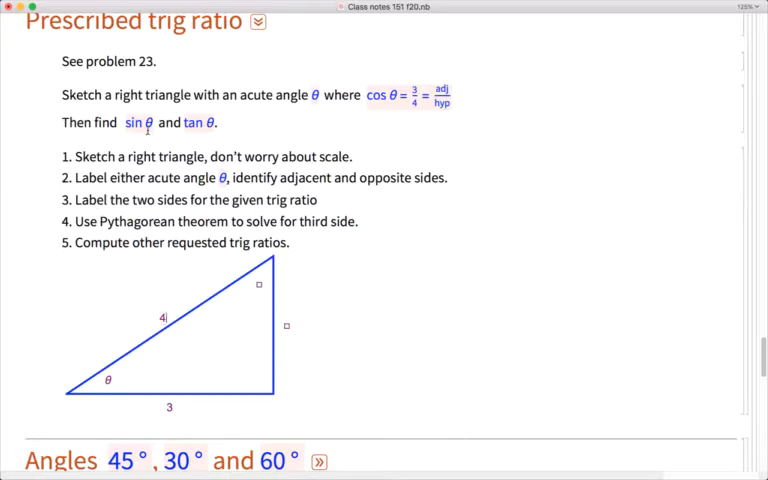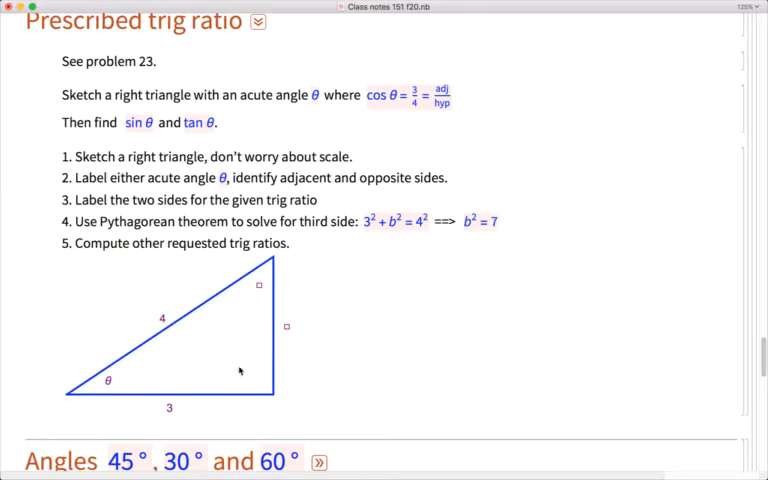In order to compute the sine and the tangent of theta, both of those require knowing the opposite side of the angle. Sine is opposite over hypotenuse and tangent is opposite over adjacent. So we need this third side, and the way we get that is to use the Pythagorean theorem. So we have 3 squared plus b squared equals 4 squared. If you do the arithmetic, b squared equals 16 minus 9, which is 7.